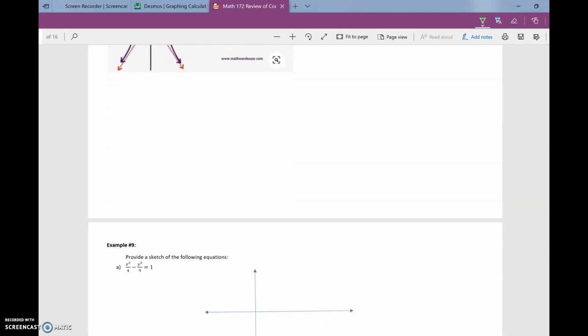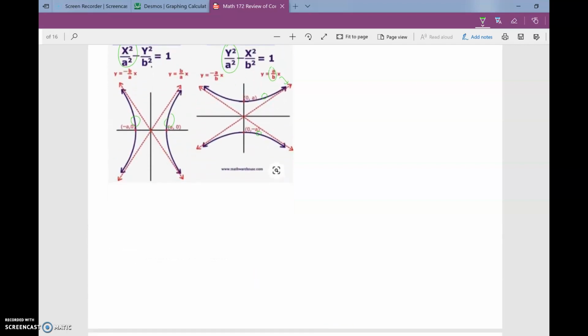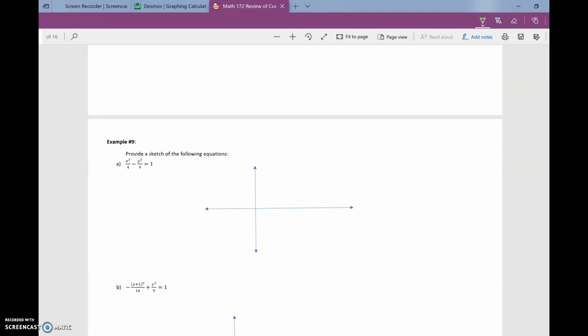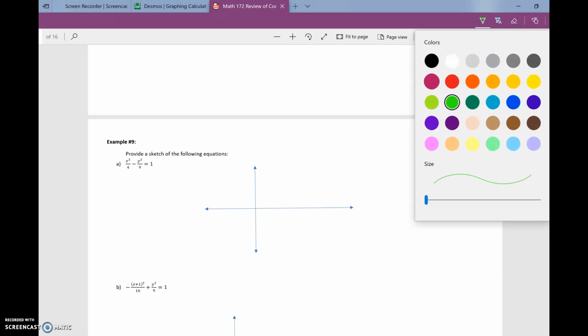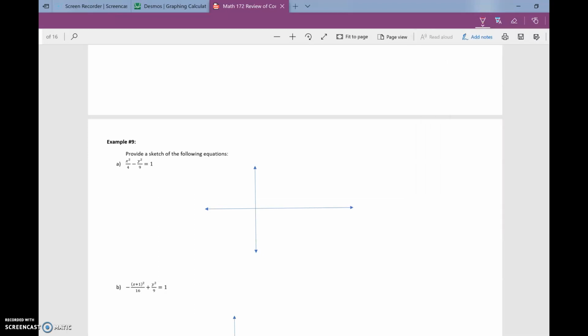So let's take a look at example 1. So this one, it's going to be a hyperbola. The center is equal to 0, 0. And technically it's going to go along the actual axis. We're looking at the following here. So the values of a are equal to 2 and b is equal to 3.